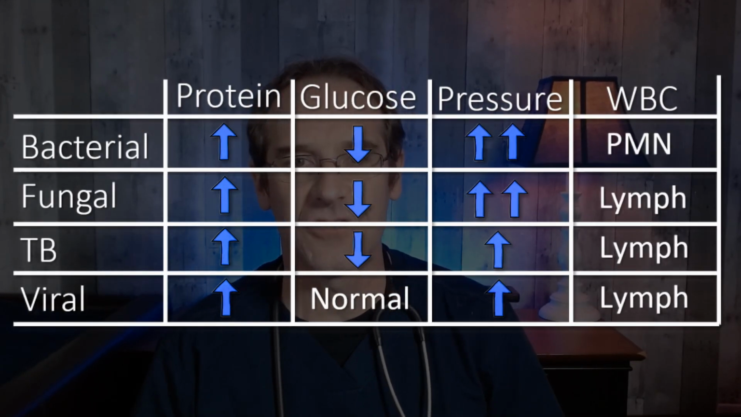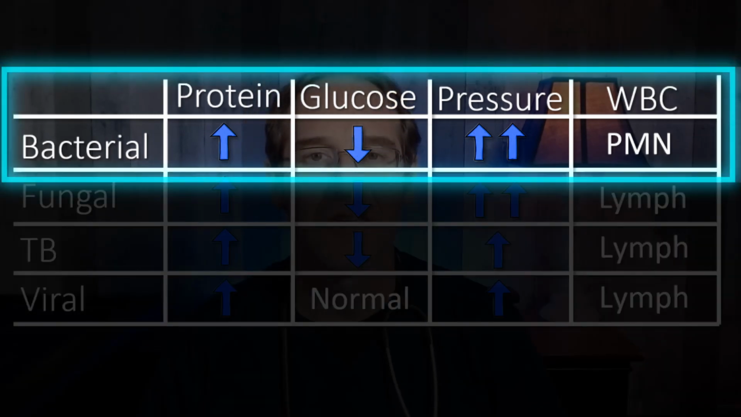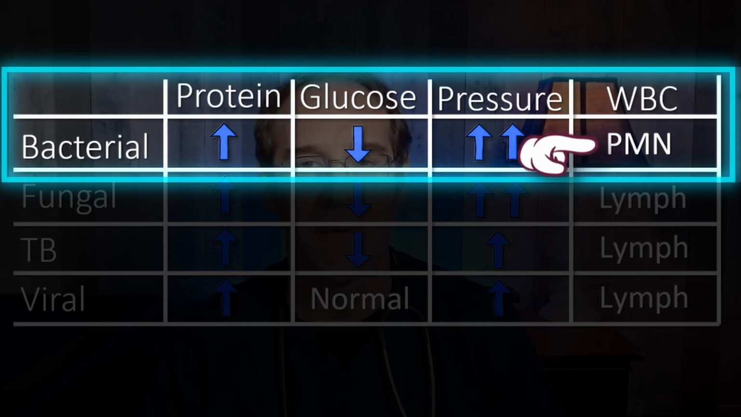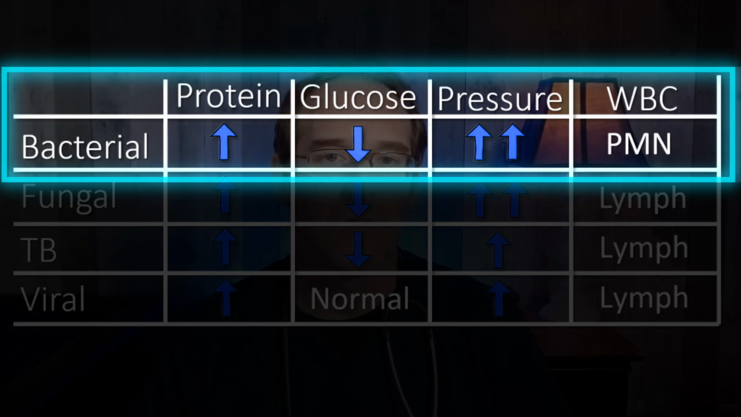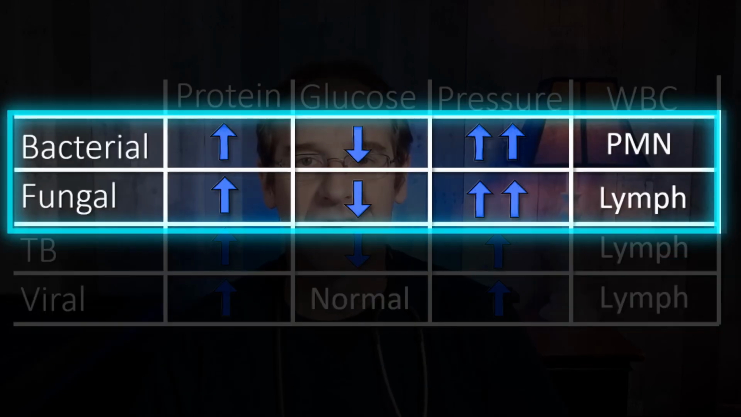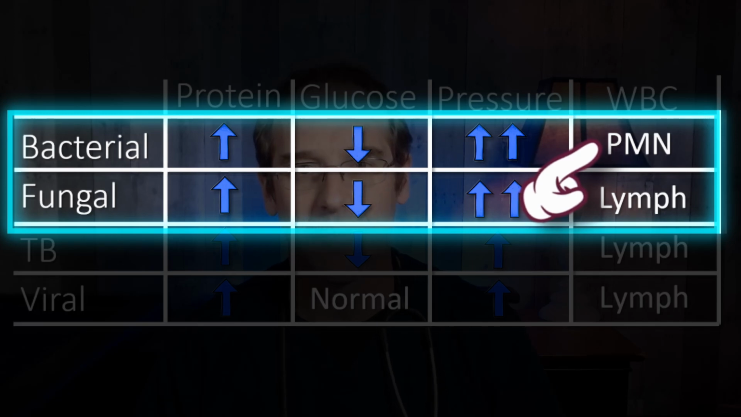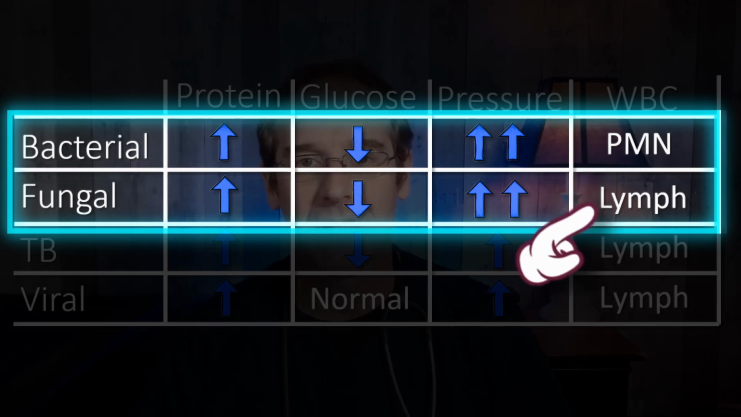All of the etiologies generally have elevated protein in the CSF. Classically, bacterial etiologies show a low glucose, a high opening pressure, and PMNs on the cell differential, whereas viral etiologies usually show a normal glucose and lymphocytes on the cell differential. Bacterial and fungal etiologies often look similar on the CSF studies. You can tell them apart by looking at the cell differential. Bacterial have a PMN cell differential, whereas fungal causes often have a lymphocytic cell differential.